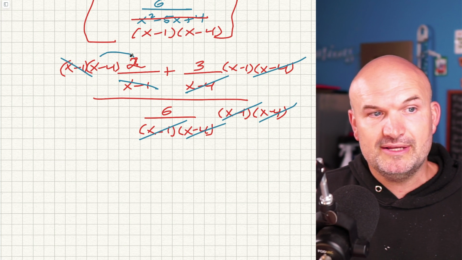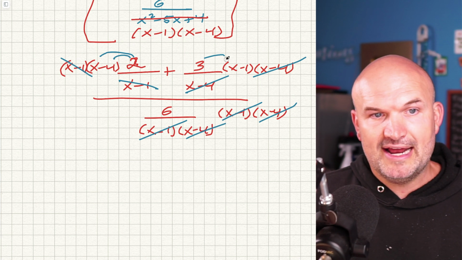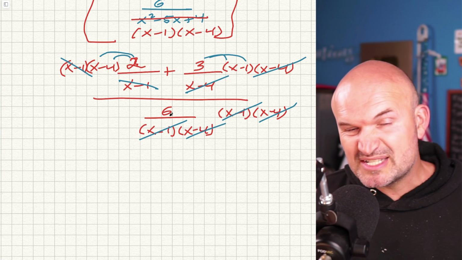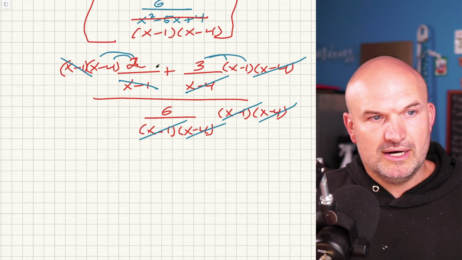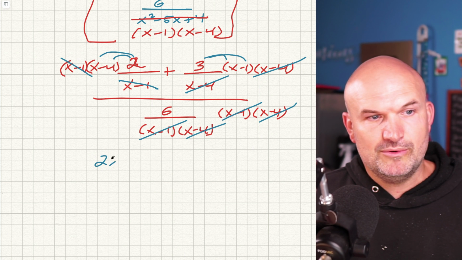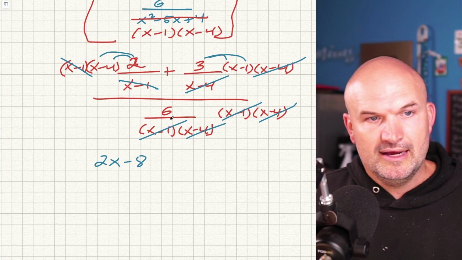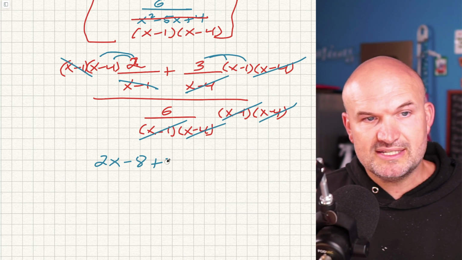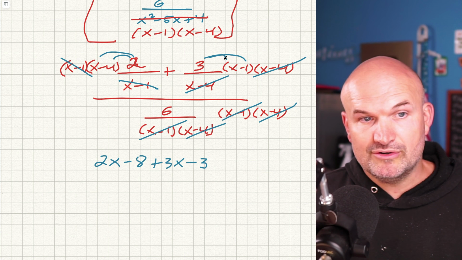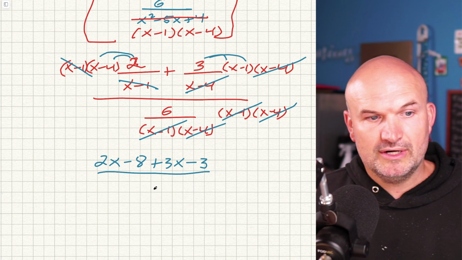I have the distributive property, right? So I have to simplify that, and I have to multiply this one. And then over here, I'm just going to have a 6. So when multiplying this, I get a 2x minus 8, and this is a positive 3, so plus a 3x minus 3, and that's going to be all over a 6.